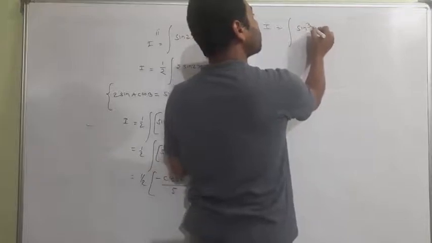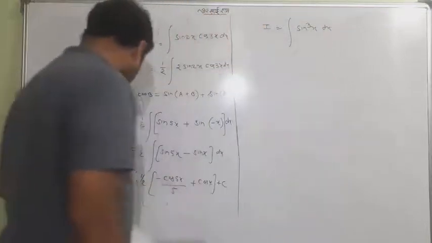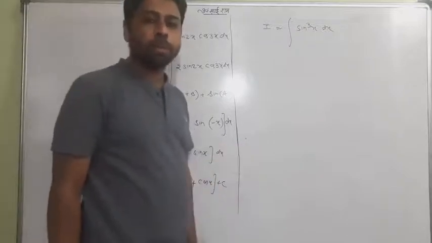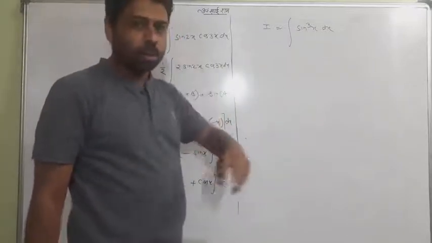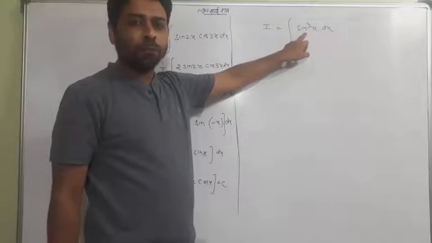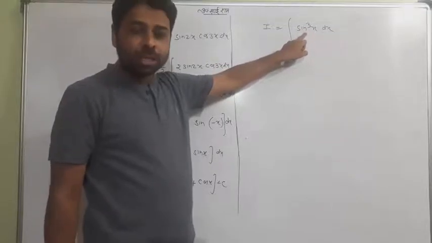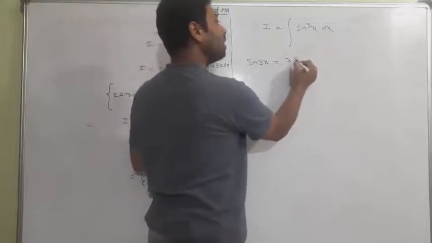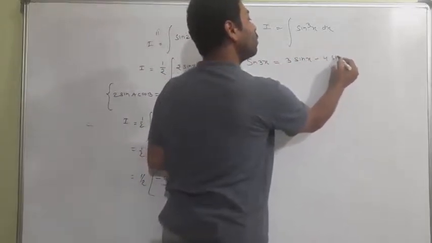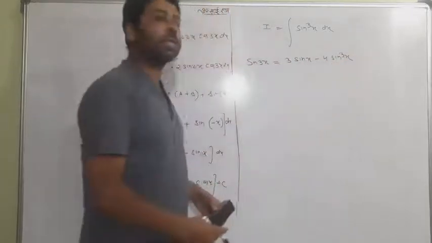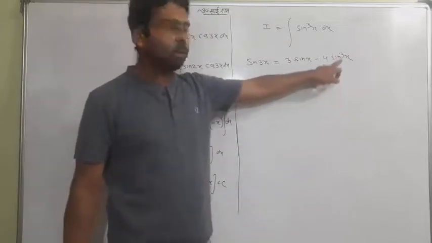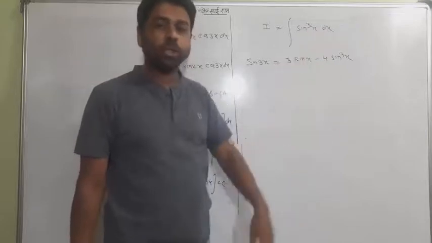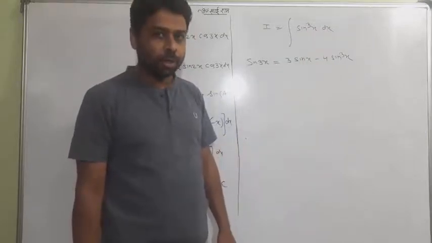Sin cube x. I want to tell you this question with the simplest method. We have two methods. Either you can find the formula of sine cube x by using the formula of sine 3x, which is 3 sine x minus 4 sine cube x. This is a simple law of sine 3x. You can find the value of sine cube x from here, put the value here, and do the integration in a simple way.